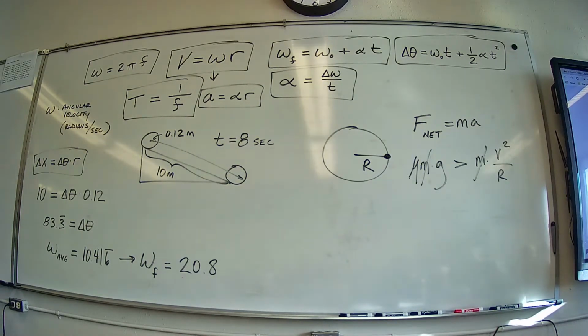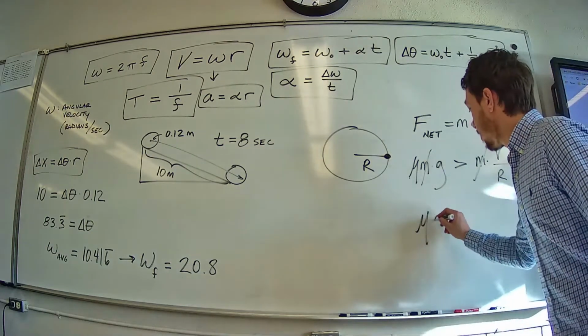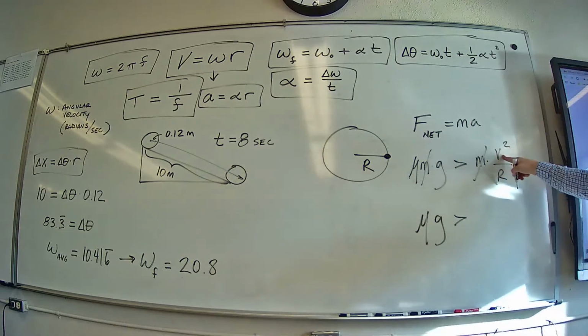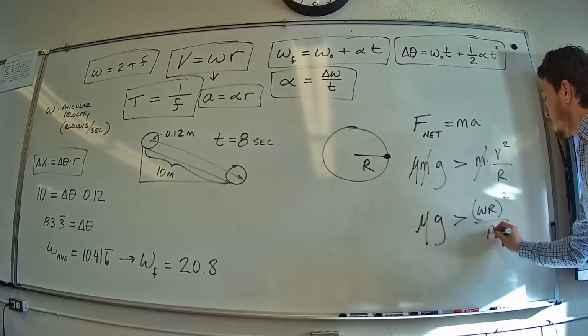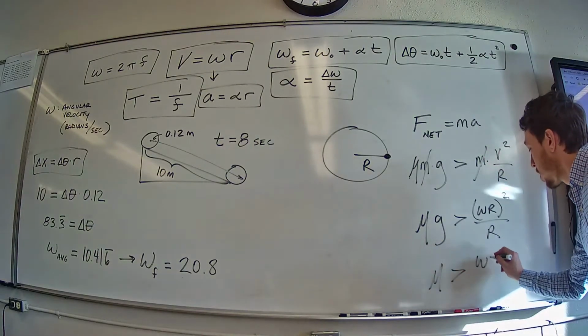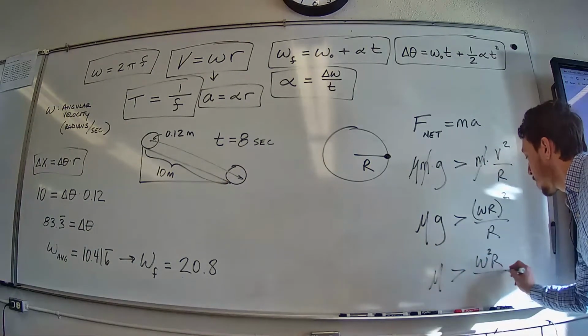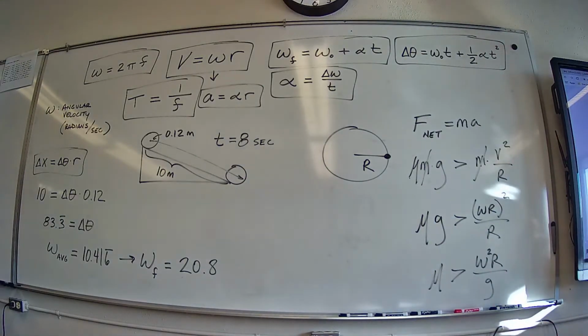We all cool with that? So, for anyone still wondering, the left side looks like this. I replaced the v with omega r, and then simplify. There you go. You're still okay.